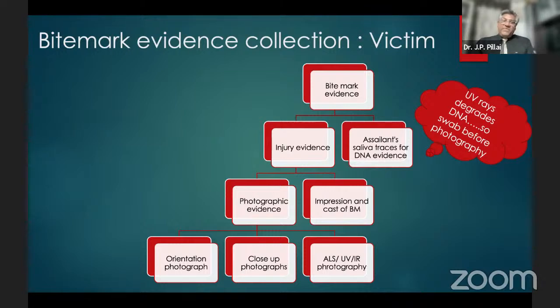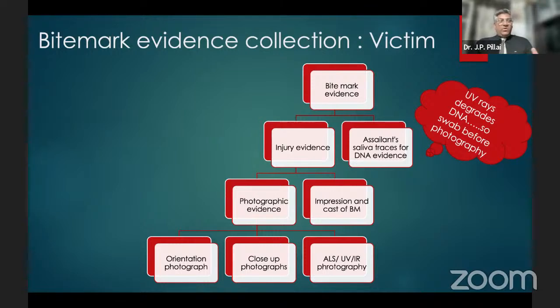When we take the photographic evidence, it's always compulsory that we take two photographs. One is called the orientation photograph. That means a long shot to exactly locate where that bite mark injury is. Suppose I go and take a very close-up photograph, even an expert may find it difficult to tell which part of the body that particular bite mark is on.